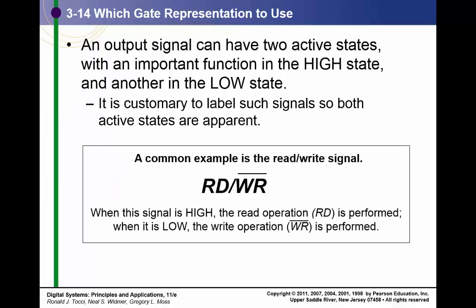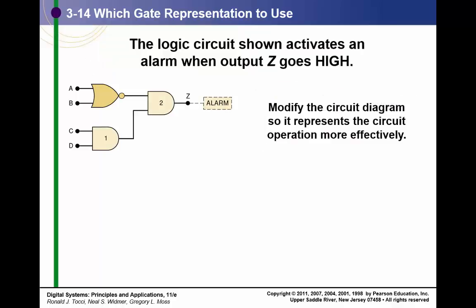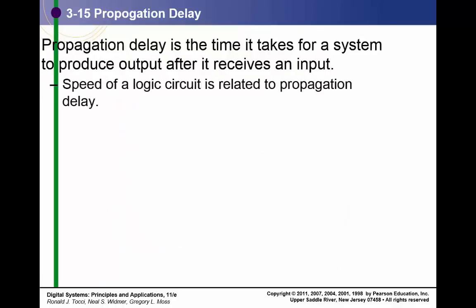Now some lines will have something that looks like this. This is a read/write not line. When the signal is high, it's in a read operation. When it's low, it's in a write operation. You'll see these quite often in microprocessors. When possible, use bubble connections connected to the bubble input. I'm going to skip through this right here.